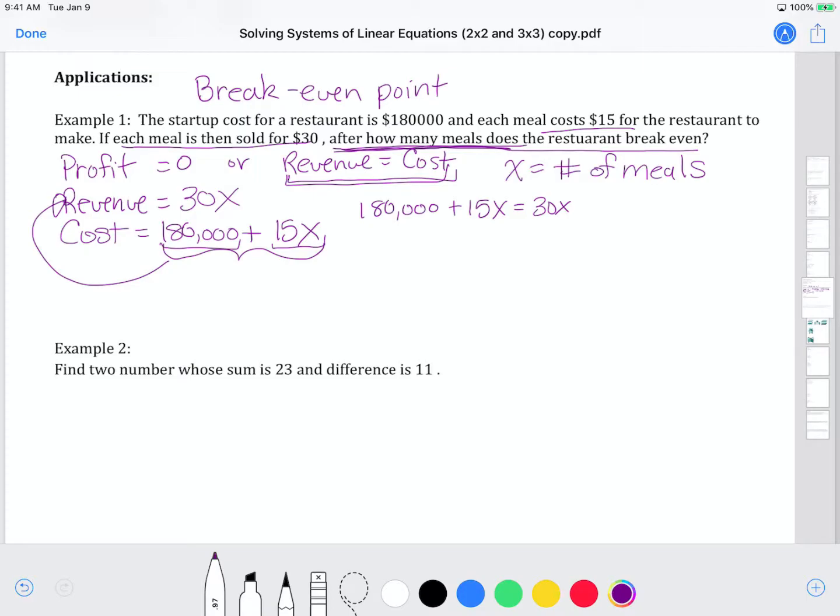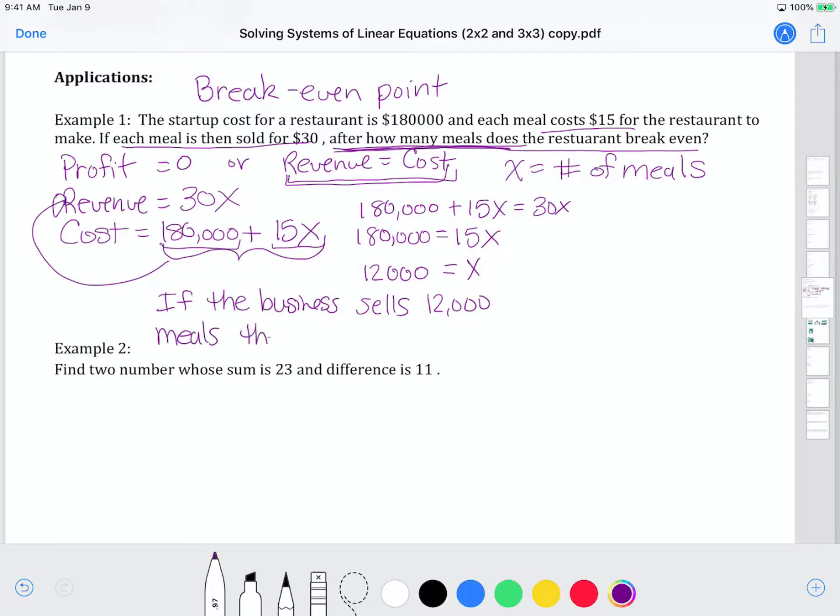So I'm going to subtract 15x from both sides. So that gives me 15x is equal to 180,000. And when I divide both sides by 15, I get 12,000. So this is telling me if the business sells 12,000 meals, they will break even.